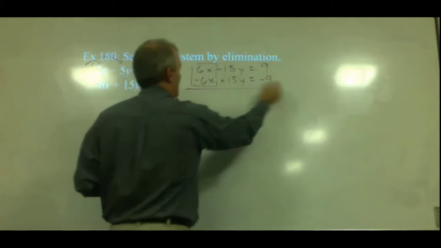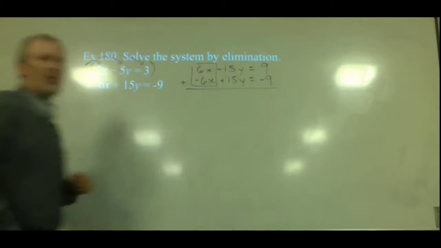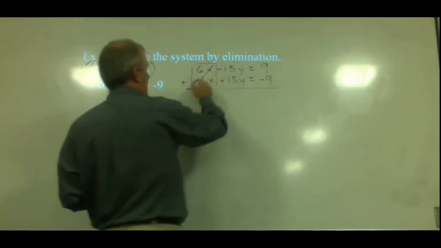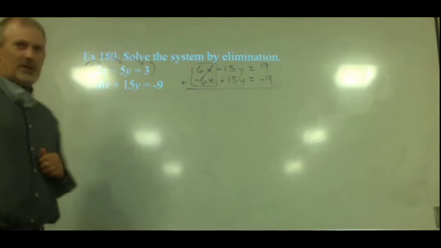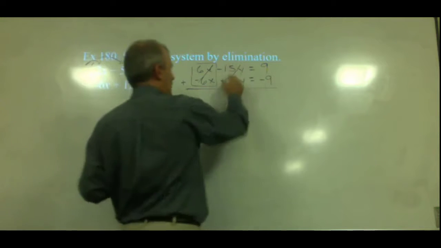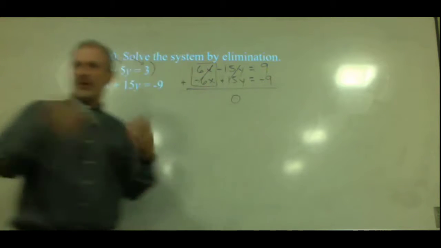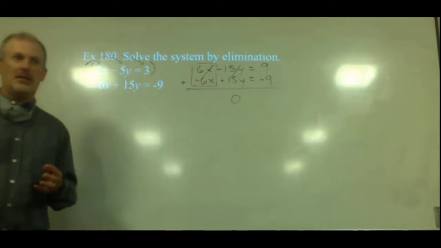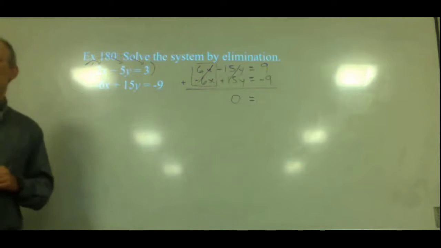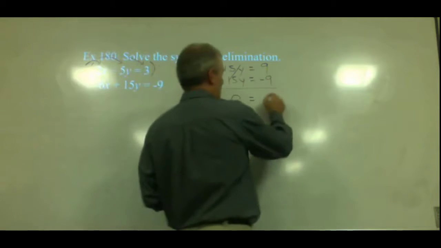So when we add them together, what will happen with the x's? They cancel out. Uh-oh, what happens with the y's? They also cancel out, which means on this side we have 0. There's nothing left over there, right? Then we have our equal sign, and what happens on the other side? It cancels out also, so we have 0.